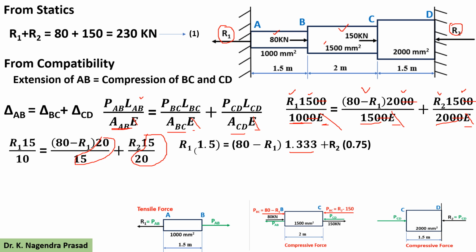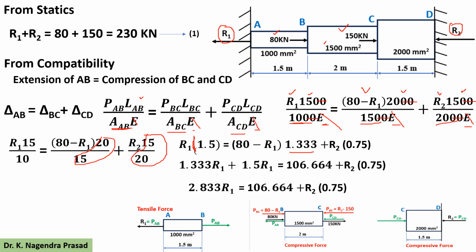Then R1 into 1.5 equal to 80 minus R1 into 1.333 plus R2 into 0.75. So this equation can be written as 1.333 R1 plus 1.5 R1 equal to 106.664 plus R2 into 0.75. So this equation will become 2.833 R1 equal to 106.664 plus R2 into 0.75. Let's consider this as equation 2.